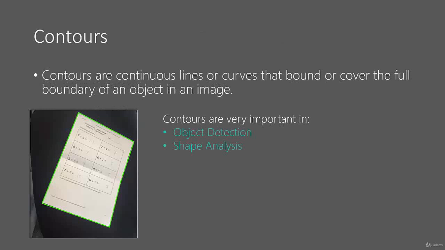So let's introduce our first image segmentation technique, and that's contours. Contours are the continuous lines or curves that bound or cover the full boundary of an object in an image. This picture illustrates the concept quite nicely. Here we have a piece of paper on a black background, the paper being the object in our image, and the green lines being our contours. These green lines cover the paper totally, so this is a very good illustration of what a contour is. And in case you're wondering why we bother to find contours, contours are extensively used in object detection and shape analysis.